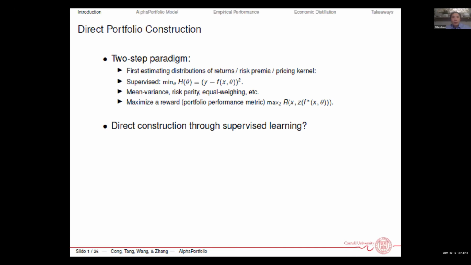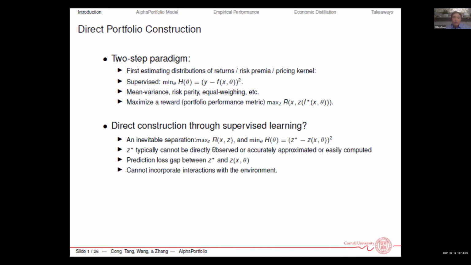So what we want to do here is a direct construction. Can we construct the portfolio directly without going through the intermediate step? The natural question is, can we do this through traditional supervised learning? Well, if we try to do it, there is an inevitable step of separation, in the sense that I want to maximize my performance metric, and I have to figure out my strategy function, even if I were to do it directly.